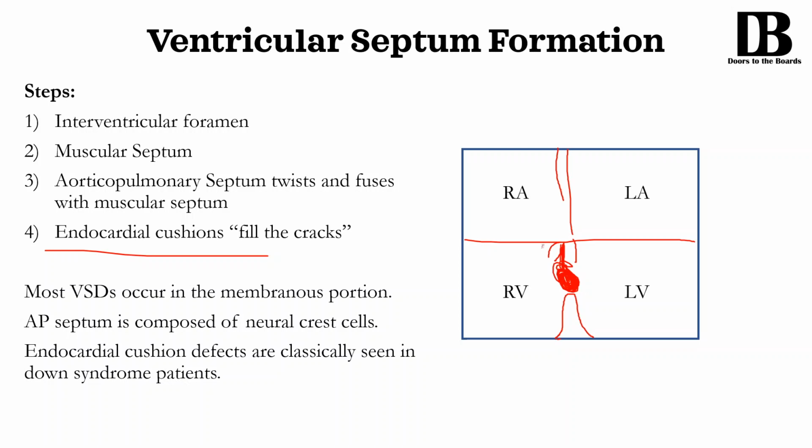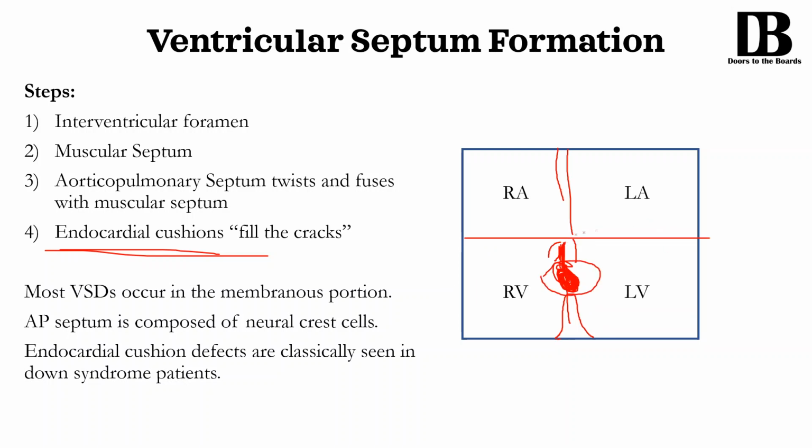This actually explains why patients, for example, with Down syndrome who have endocardial cushion defects would develop, for example, a VSD, because part of your interventricular septum is due to endocardial cushion. So if you have a defect in them, you're going to have VSD. Now, most of the VSDs actually occur in this membranous section.